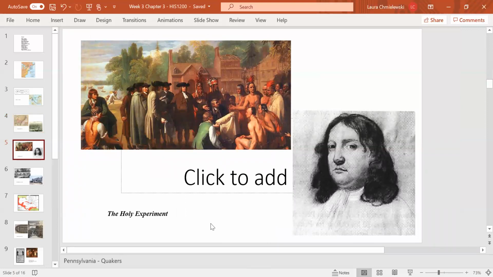Getting back to the Holy Experiment and getting back to this different type of colony, because just like all Europeans are not the same in terms of colonization, all colonies are not the same either. Pennsylvania is the only colony that does not have direct access to the Atlantic coast. Just keep in mind, folks, that Vermont is going to be the 14th state right after the American Revolution, so that doesn't count quite yet.